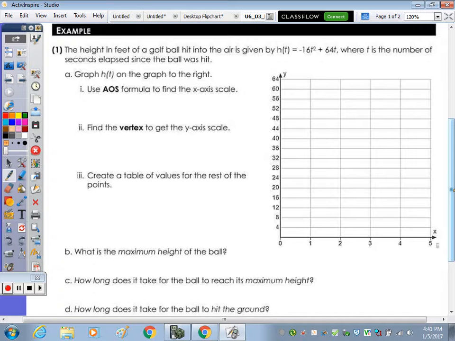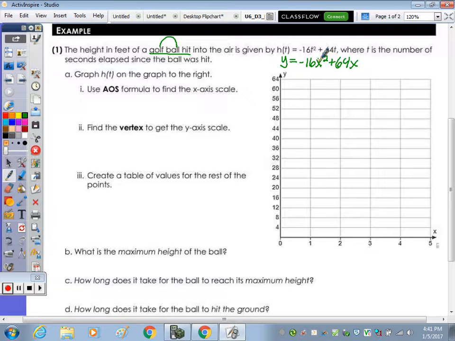The height in feet of a golf ball hit into the air is given by the function h of t is equal to negative 16t squared plus 64t, where t is the number of seconds elapsed since the ball was hit. Okay, part A, graph it. And if you think about a golf ball being hit, okay, the golf ball's got to go up and then it's got to come down. So kind of picture what it's going to look like before you graph. And remember, on the calculator when you type this in, h of t is your y: negative 16x squared plus 64x.